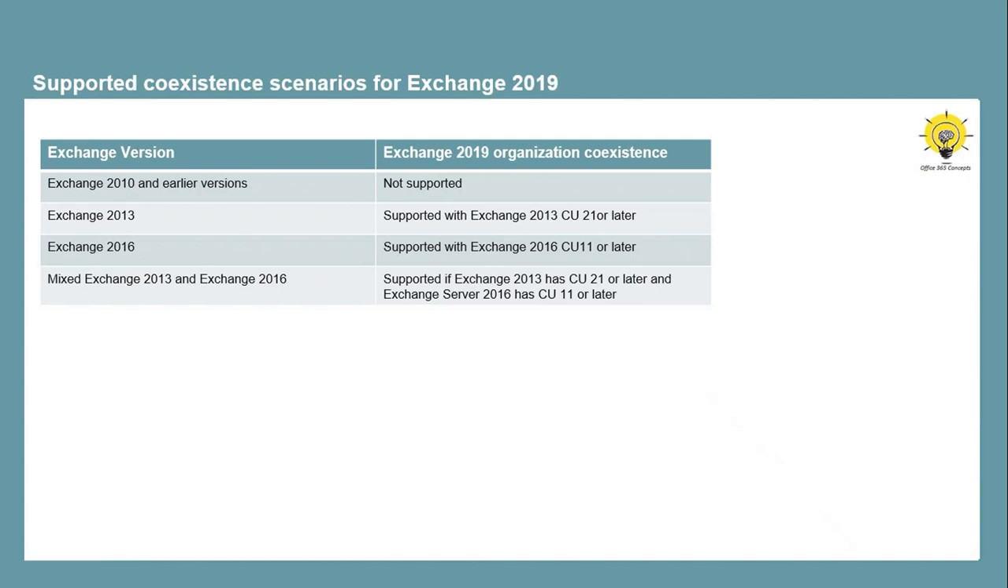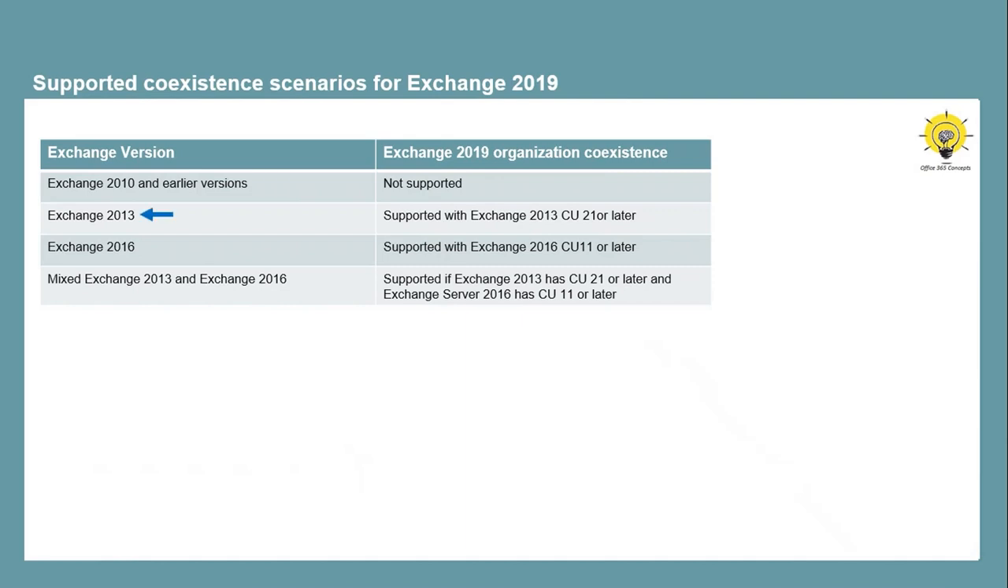So if you have Exchange Server 2010 in your environment and you are planning to deploy Exchange 2019, you will not be able to move all your mailboxes or public folders to Exchange 2019 because this coexistence is not supported. So in this scenario, you need to first migrate from Exchange 2010 to Exchange 2013, and then you can move mailboxes or recipients from Exchange 2013 to 2019.